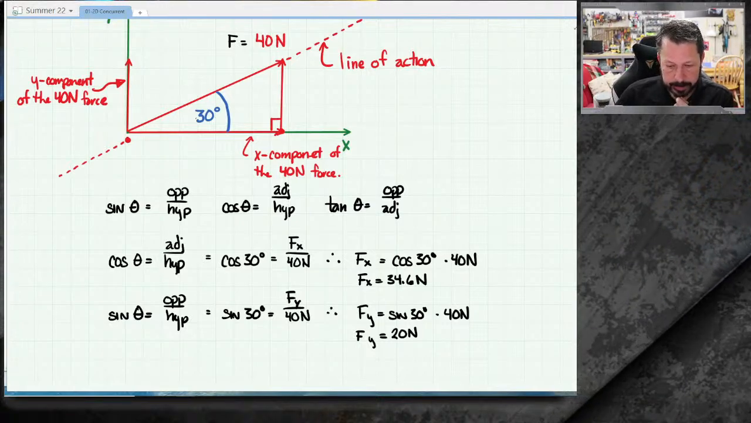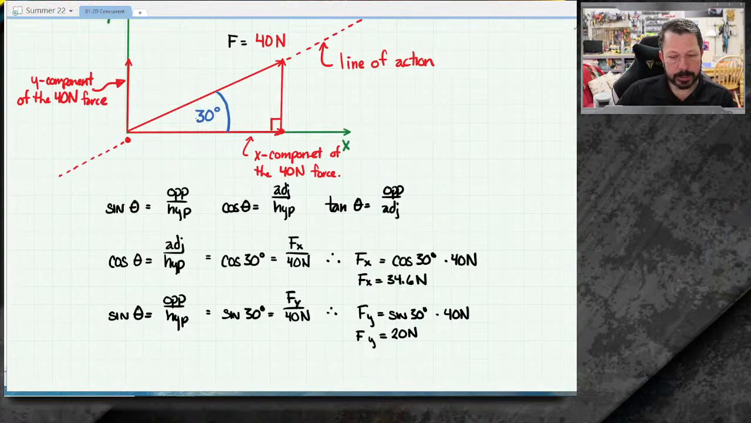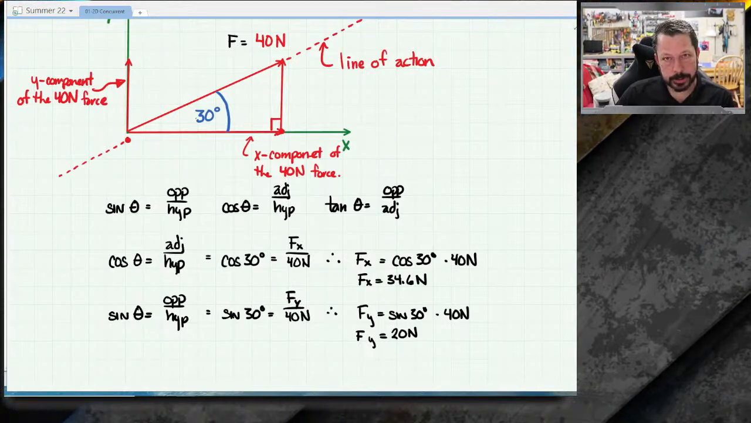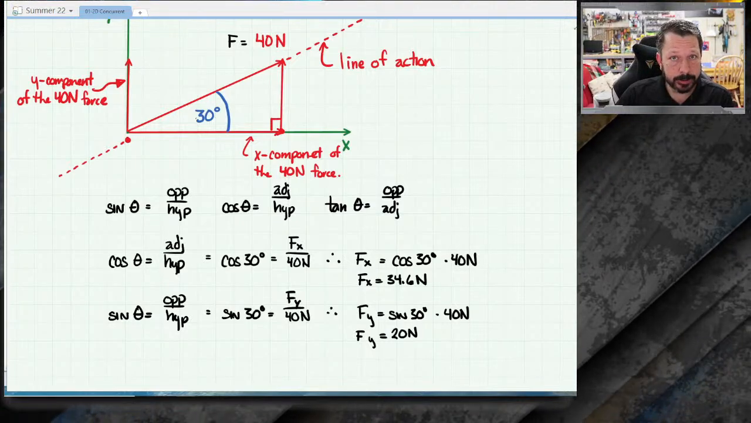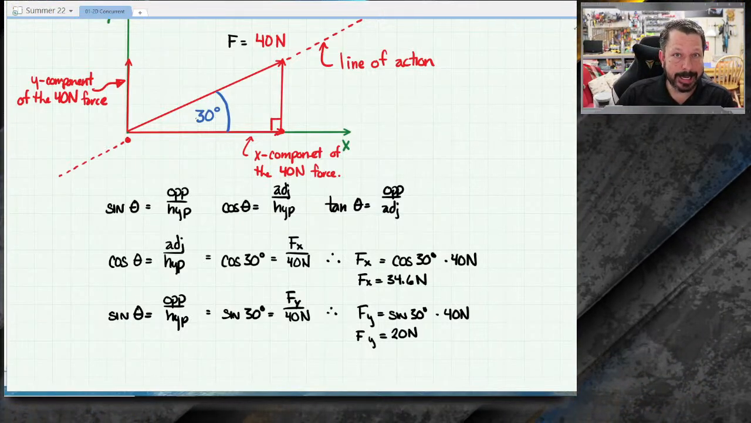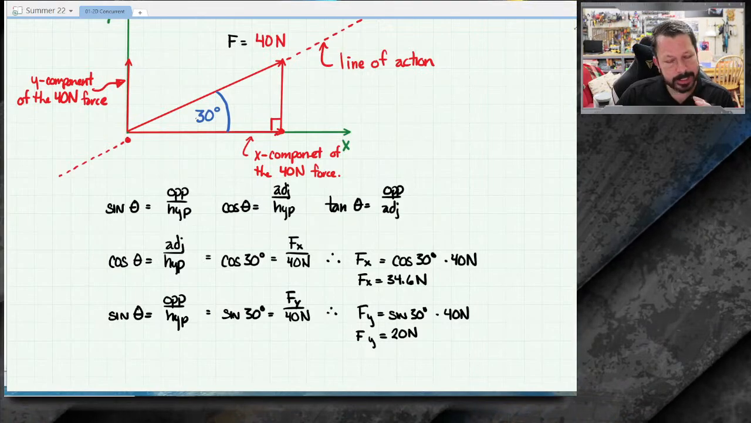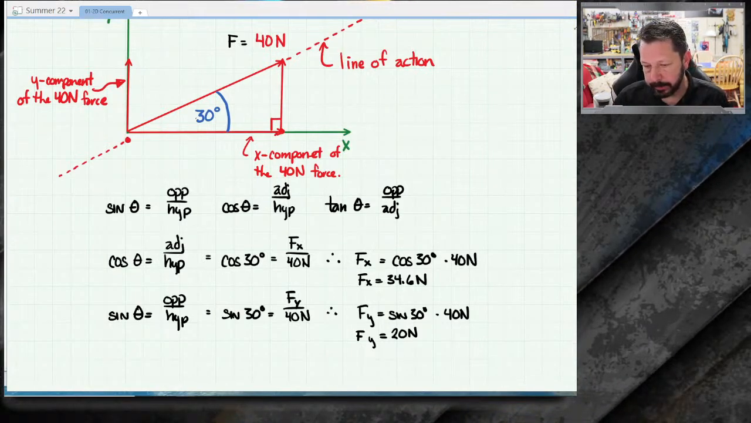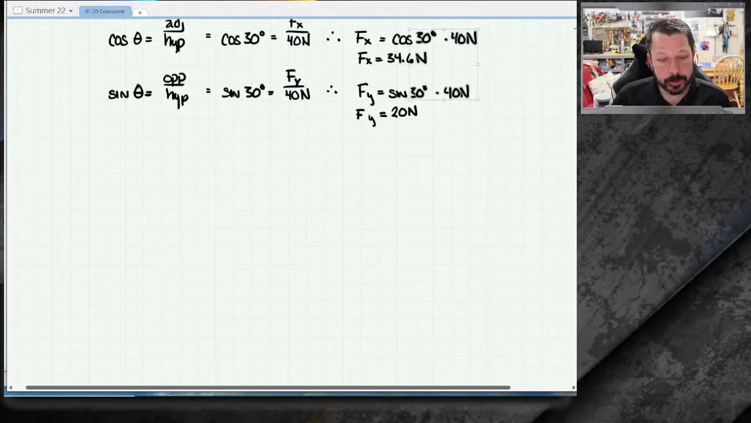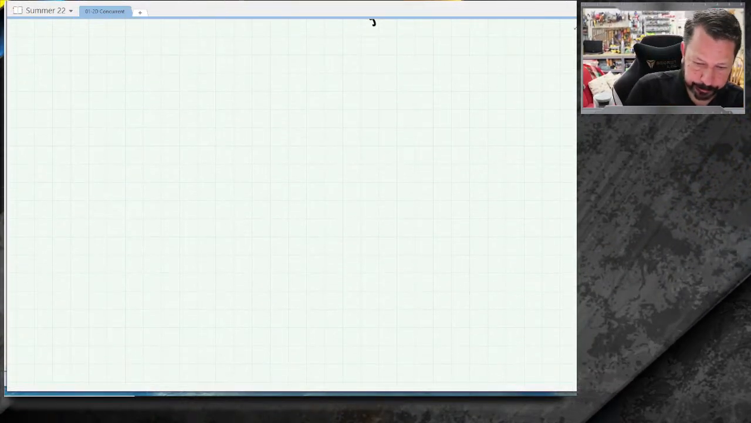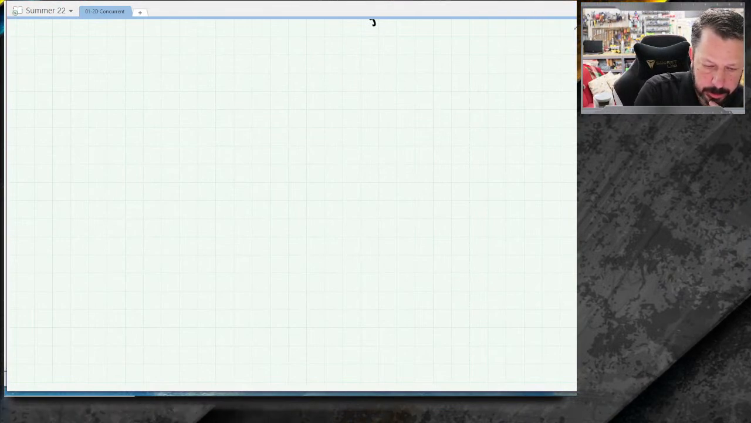All right, so that assumes that we can take a force and figure out its X and Y components. Next time we'll actually do the 3 components, X, Y, and Z. It's a little bit different. Same idea, but obviously a little more to it. What if we have 2 forces? So let's draw a new setup here.